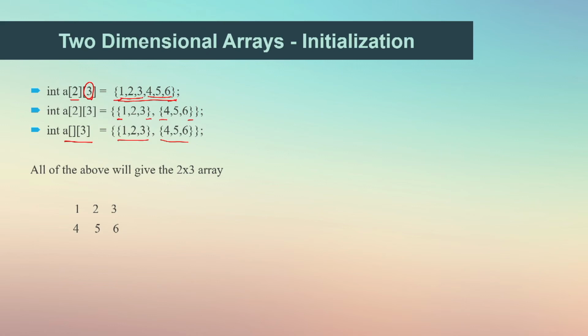So, all of these three initialization statements will be the same, and they will allow us to store the values in the form of two rows, having 1, 2, 3 in one row and 4, 5, 6 in the second row. Okay. Now, we can learn how two dimensional arrays can be declared and how values can be passed on to the two dimensional array.